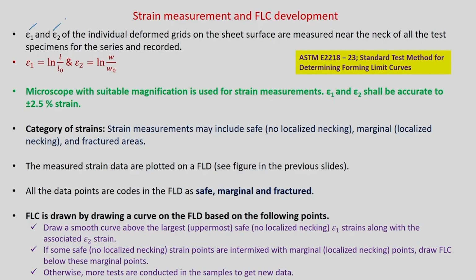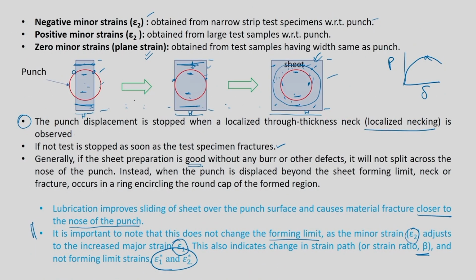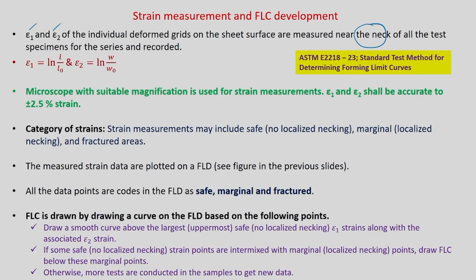Anyway, now you have to measure epsilon 1 and 2, right? Epsilon 1 and 2 of the individual deformed grids on the sheet surface are measured near the neck of all the test specimens for the series, and it is recorded. We said that this many sheets: 1, 2, 3, 4, 5, 6, 7, right? So these many widths are deformed to get one forming limit curve for one material, isn't it? So we have to measure epsilon 1 and 2 near the neck in all these 7 different strain paths.